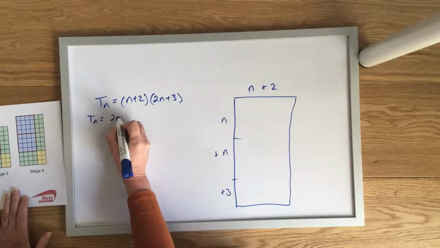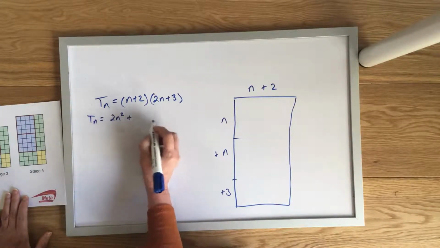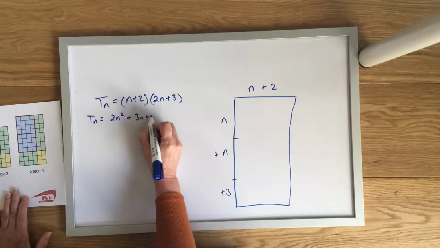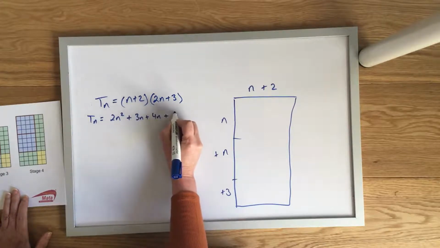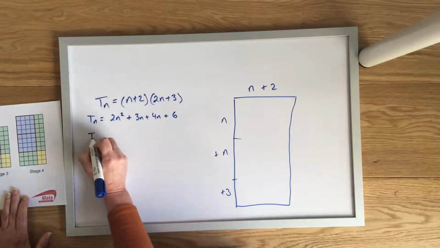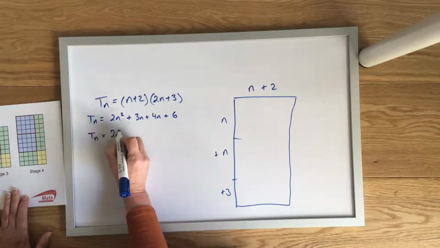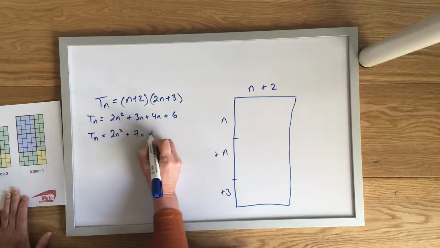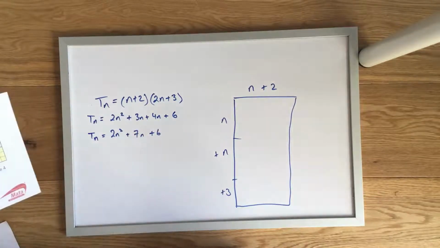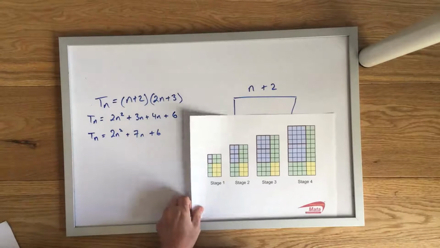We're going to have 2n squared and 3n and 4n and 6. 2n squared plus 7n plus 6. So we should be able to see that in our pattern.